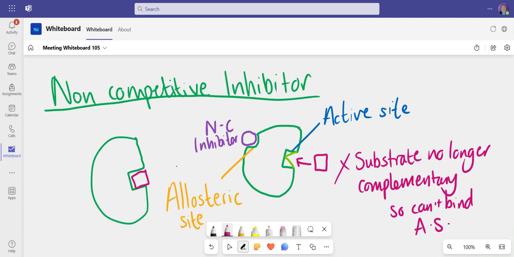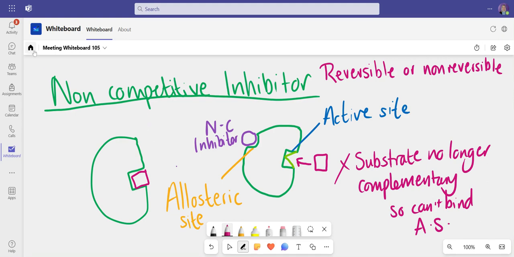Now, some of these non-competitive inhibitors are reversible, just like most of the competitive inhibitors. They bind and then they release. But some of them are irreversible or non-reversible, which means that once they bind to that allosteric site, they bind forever and that enzyme can't be used again. Okay, and that has a massive impact. If we look at the graph then and how it affects the rate of reaction, the graph looks very different.